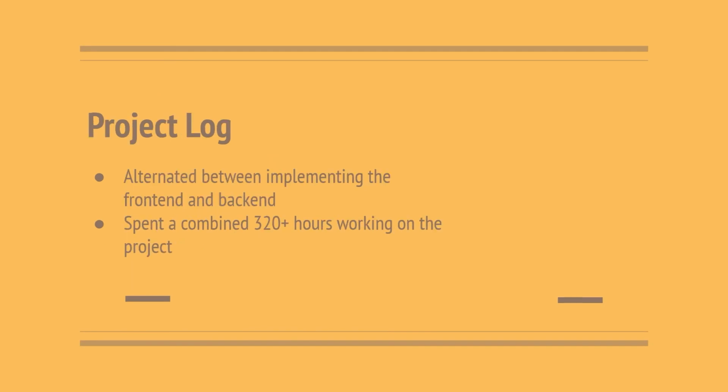Last but not least, let's now have an overview of our project log. For our project, we alternated between implementing the front end and the back end of our app to ensure that both of us gain the exposure and the necessary skills along the way. The work that was required to integrate the front end and the back end that the two of us completed separately was also done alternately between the two of us. As of Milestone 3, the both of us have spent a combined 320 hours working on the project.